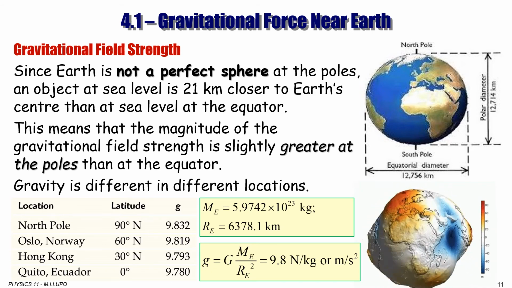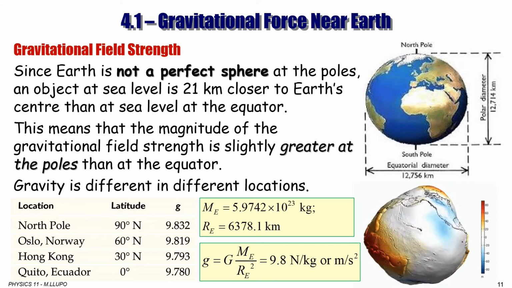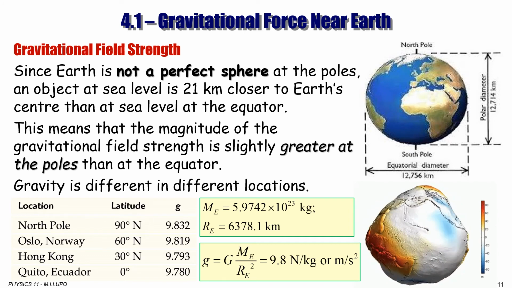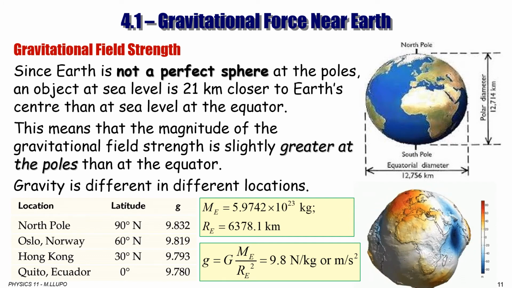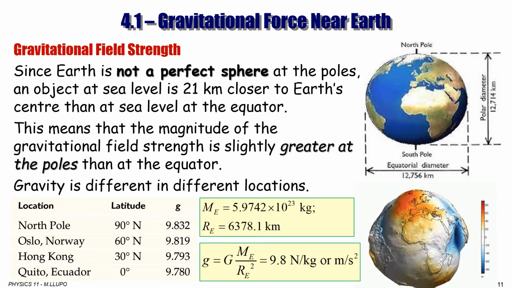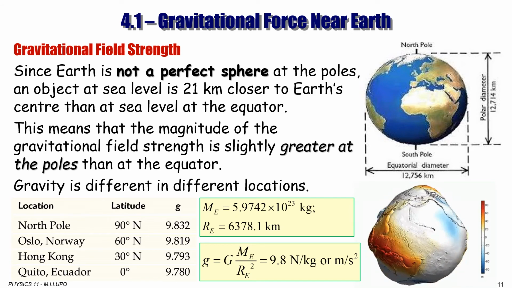The table on the lower left shows the values of gravitational field strength at the poles and equator. You see that there is a slight difference between those two.